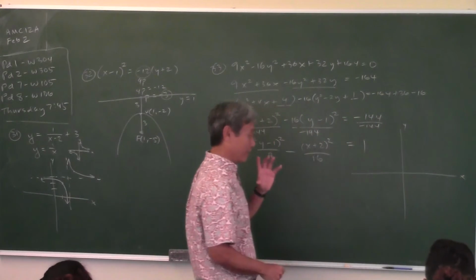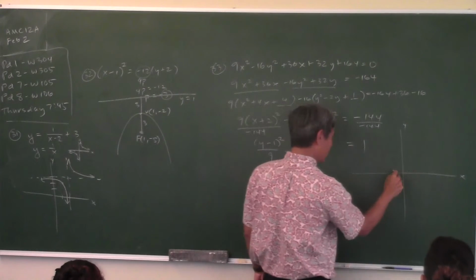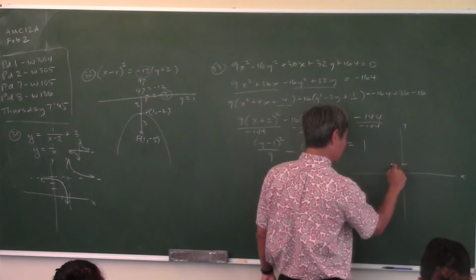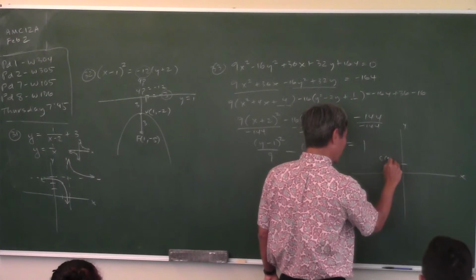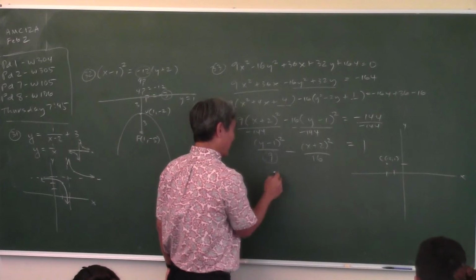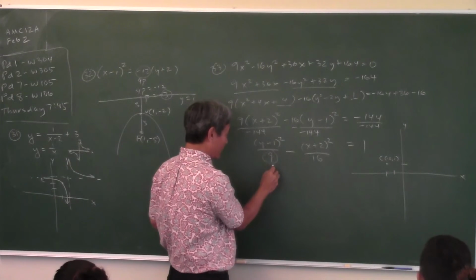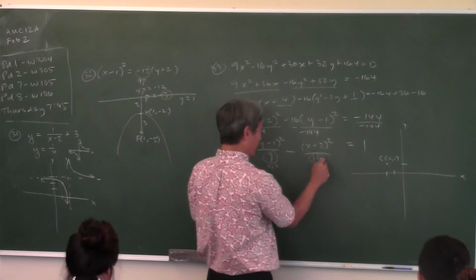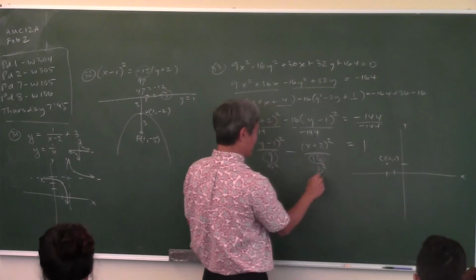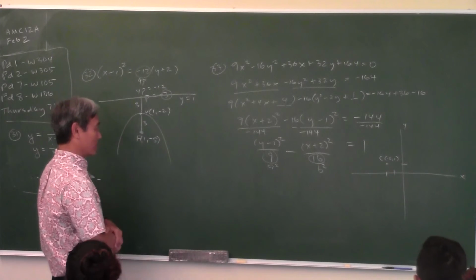Okay, first thing, you find the center. -2, 1. Here is the center, -2, 1. Now remember, when you have a hyperbola, the positive term is the a squared, and the negative term is the b squared. So a squared is the first one, b squared is the second one.